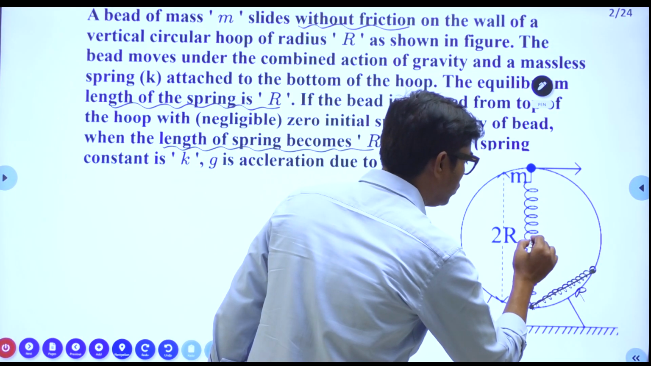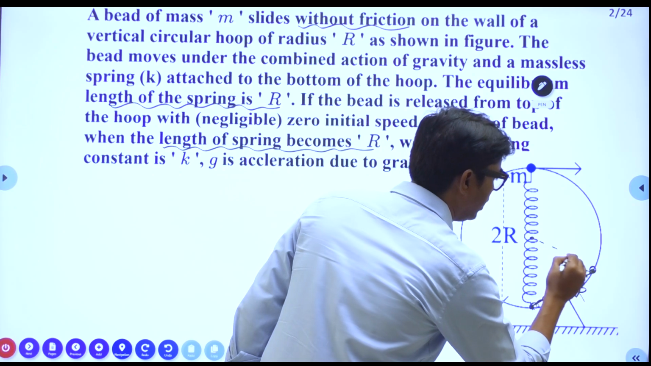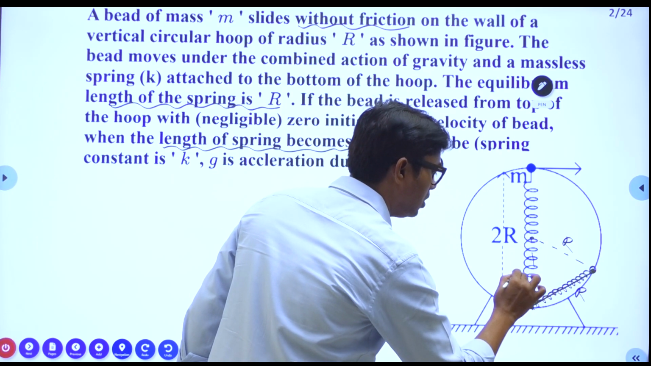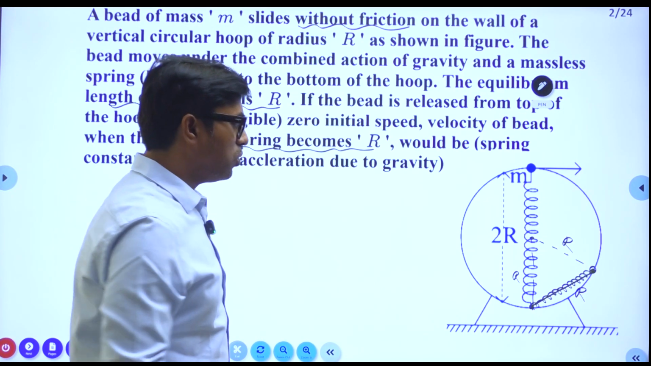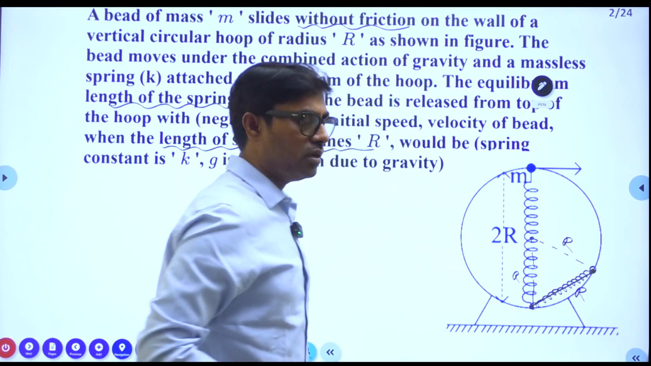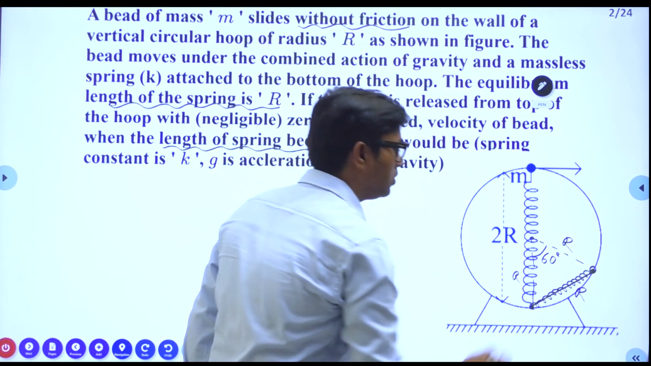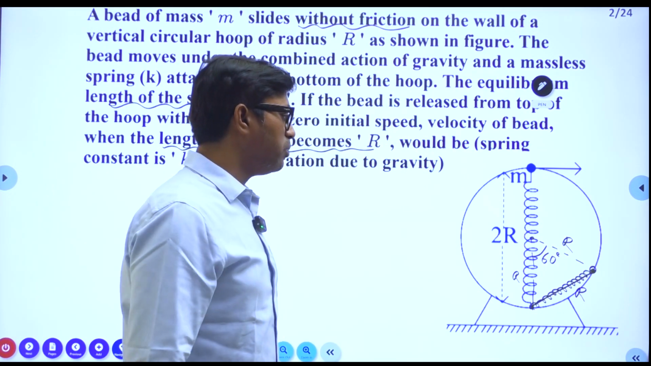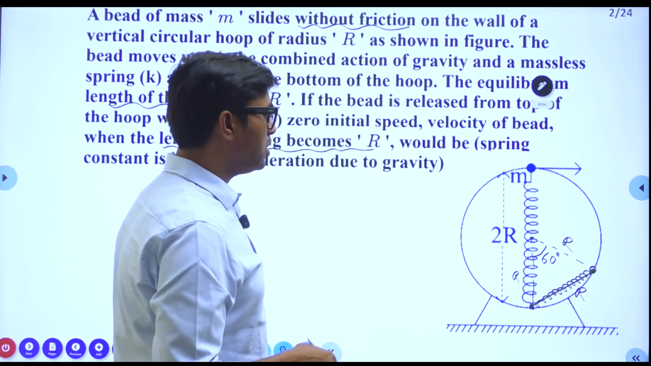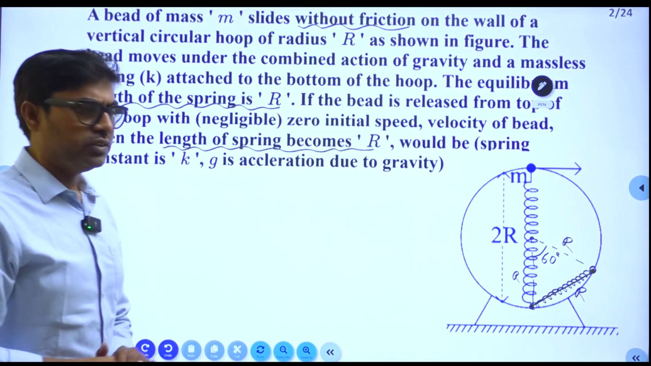What we will do is a bit of geometry. Let's say this is the center of the hoop we have, and you just join it. This is R because it's the radius. This is also R, that is also the radius. Now you see you are creating an equilateral triangle here. R, R, R. And that means this is going to be 60 degrees. So when the position vector of the bead makes an angle of 60 degrees with the vertical, that's where the length of the spring becomes R. That's the orientation. Now I want to use conservation of energy.